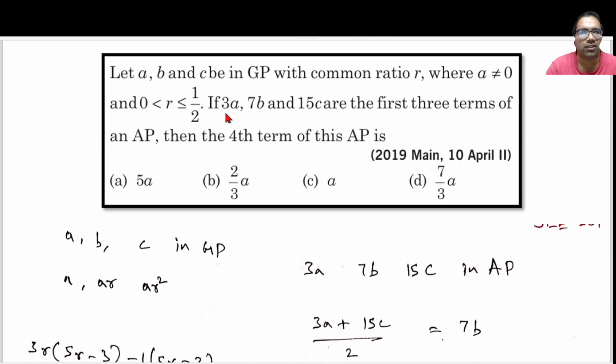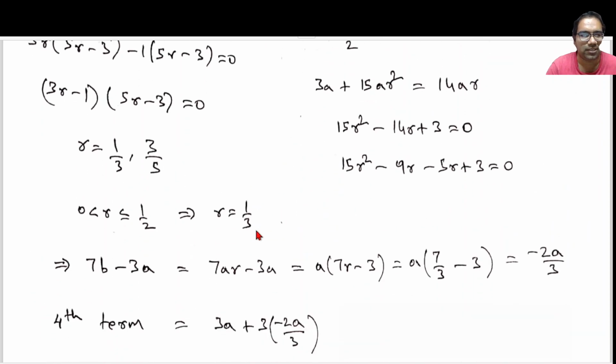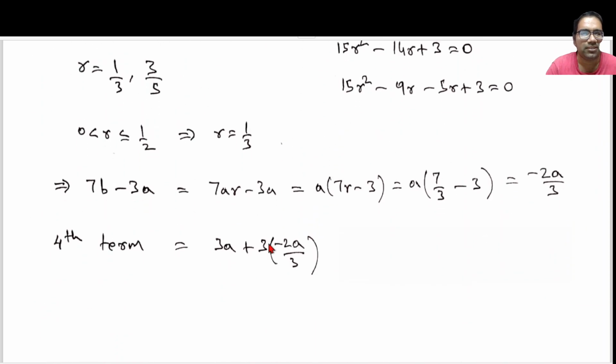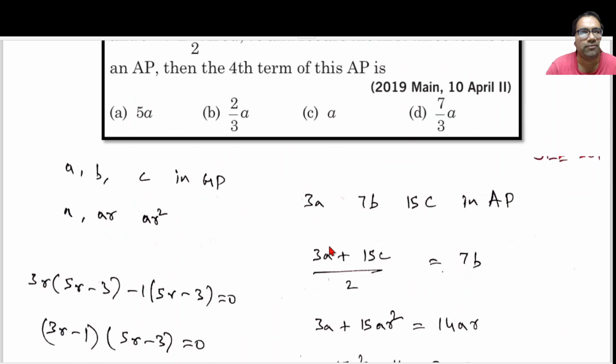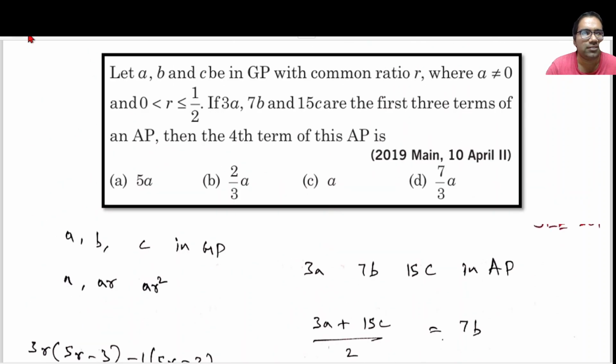Right. What we want is the fourth term. The fourth term is the first term plus 3 times the common difference. The first term is 3A, plus 3 times this common difference, minus 2A by 3. This 3 and this 3 will get cancelled. We'll get 3A minus 2A, which is equal to A. So this is the answer.